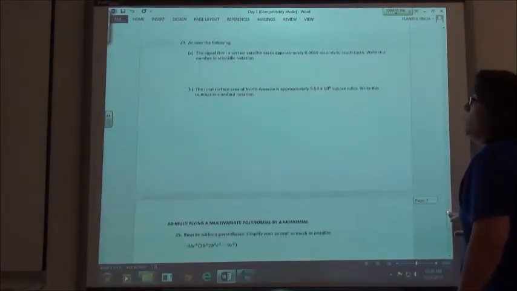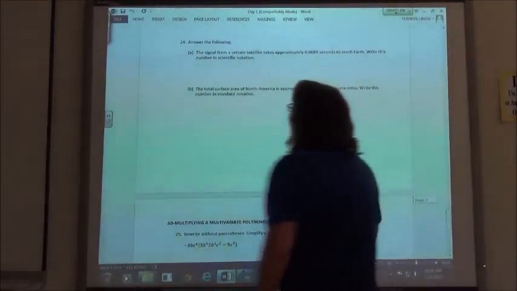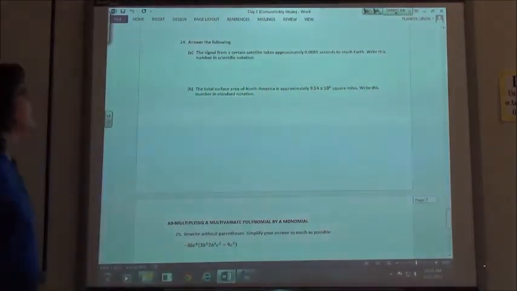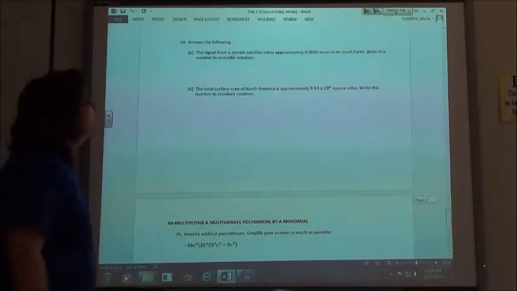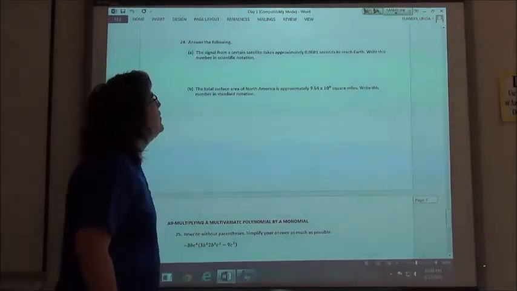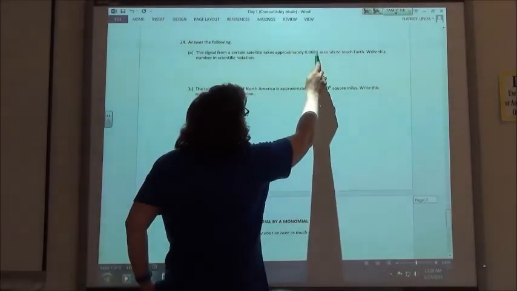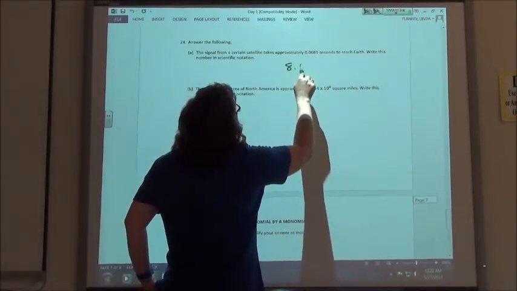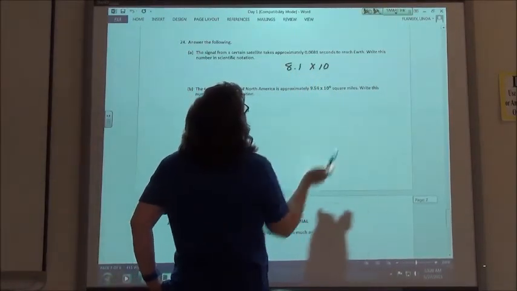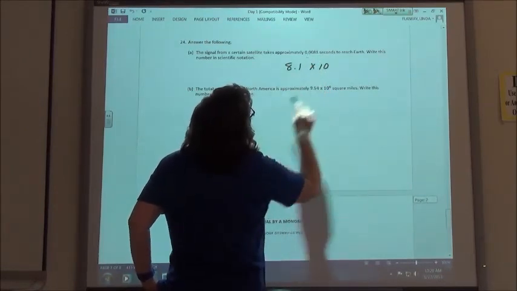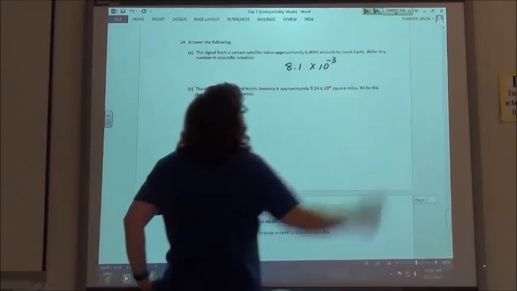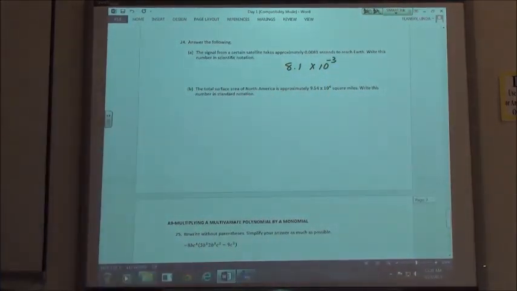So number 24 again, the signal from a certain satellite takes approximately 0.0081 seconds to reach the Earth. Write this number in scientific notation. So my decimal is going to go behind the 8, 8.1 times 10 to the, if I put it here to get it back to where it originally was, I'm going to go 1, 2, 3 places to the left, or 3 places backwards. So 8.1 times 10 to the -3.